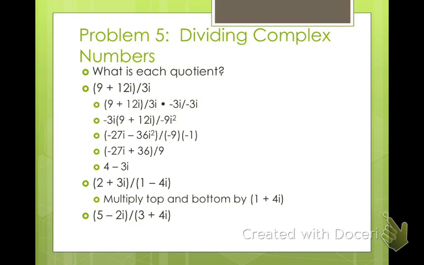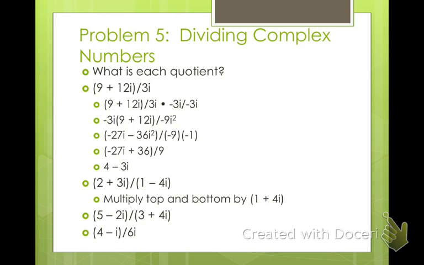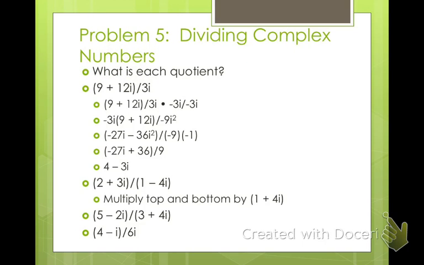So for this one, 5 minus 2i over 3 plus 4i. What are you going to multiply by? What's your complex conjugate going to be in order to get rid of this i in the denominator? We're going to multiply by 3 minus 4i. Okay, and then use your FOIL, simplify, get into its simplest terms. And then this one we multiply by negative 6i, so we get a positive number.